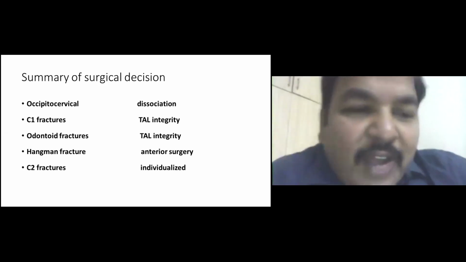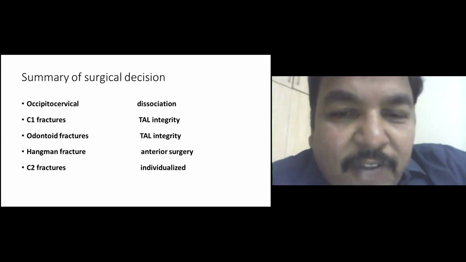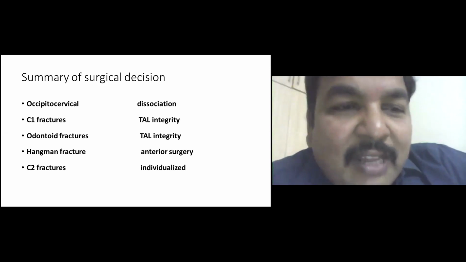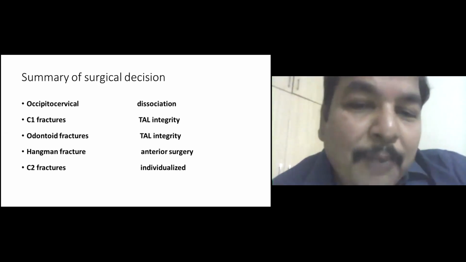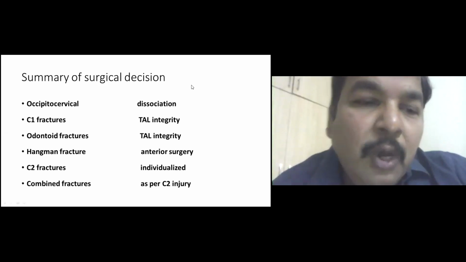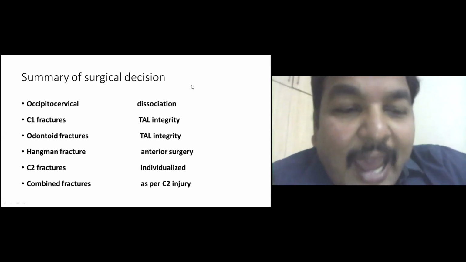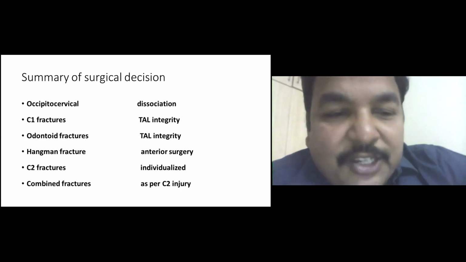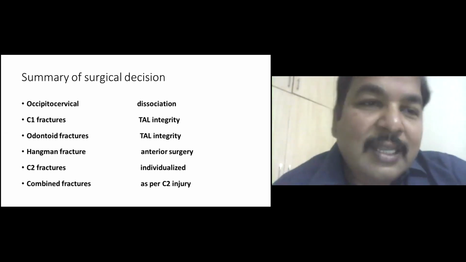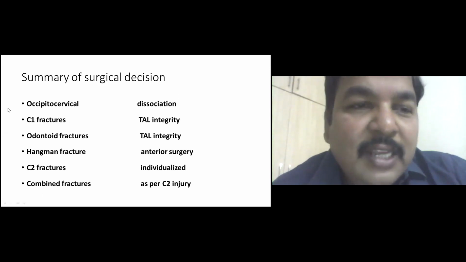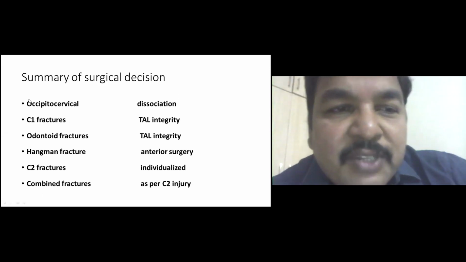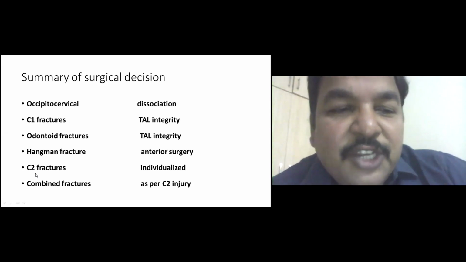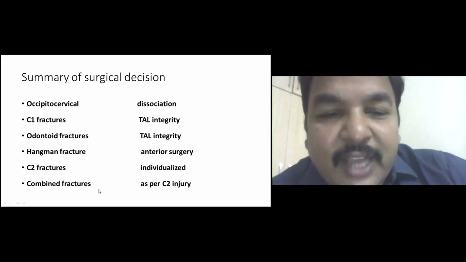So C2 fractures have to be individualized. If there is a combined fracture of C1, C2, all these fractures have to be managed as per the guidelines of the C2 fracture. So this is the summary of my talk, ranging from the occipito-cervical fractures to the C2 fractures and combined fractures.